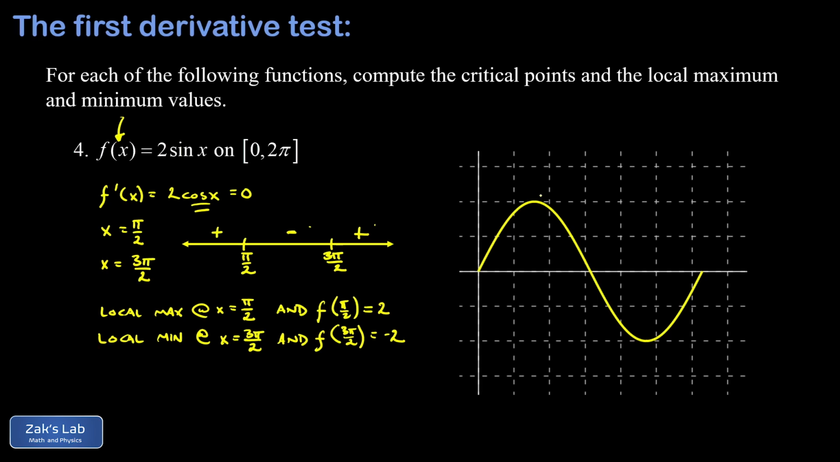So bringing in a graph of the function, we see that all this works out. At pi over 2, I have my local maximum value of 2, and at 3 pi over 2, I have my local minimum value of -2.